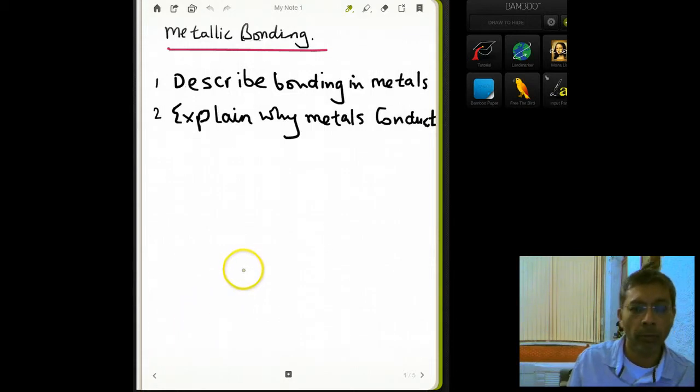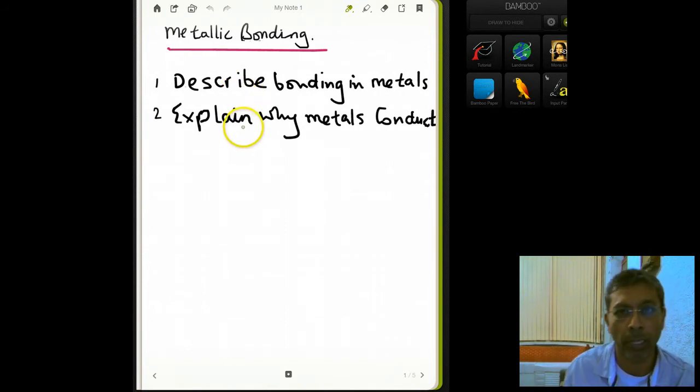Okay, in this short video we'll be looking at metallic bonding and describing bonding in metals. You should be able to do that by the end of this little video, and also be able to explain why metals conduct electricity. So let's start off with a group 1 metal, lithium, sodium or potassium for example, which has one electron in its outer shell.